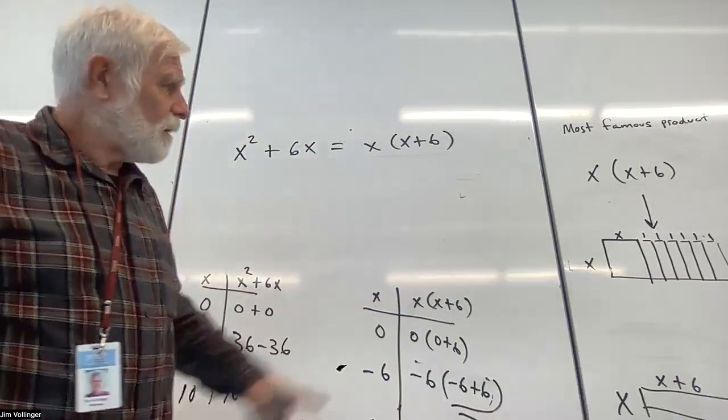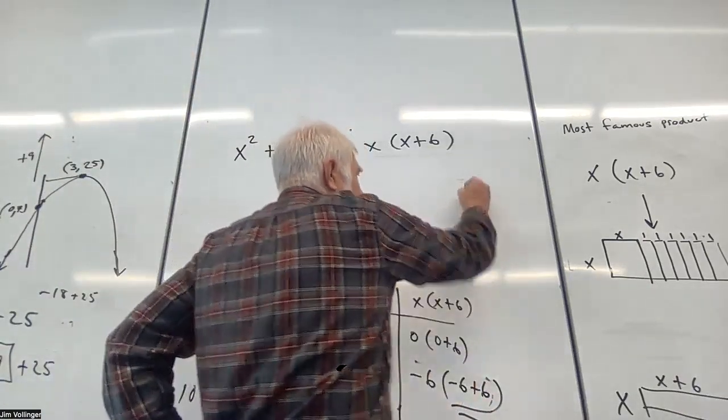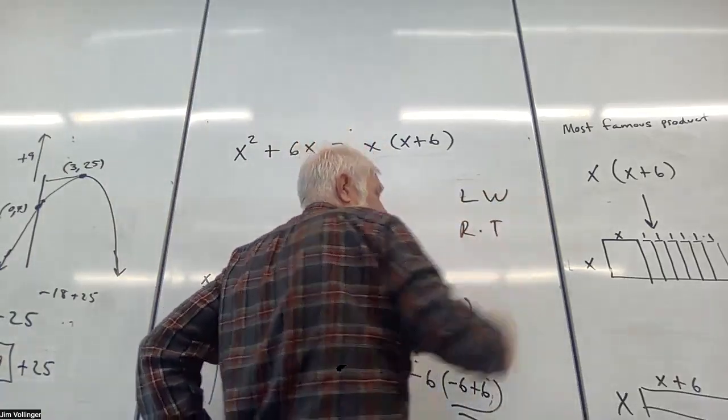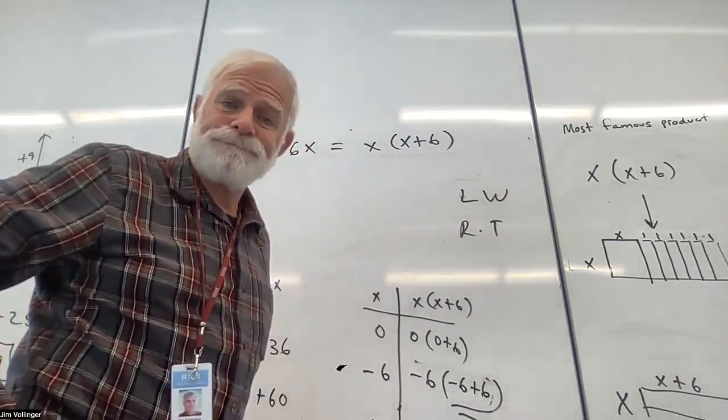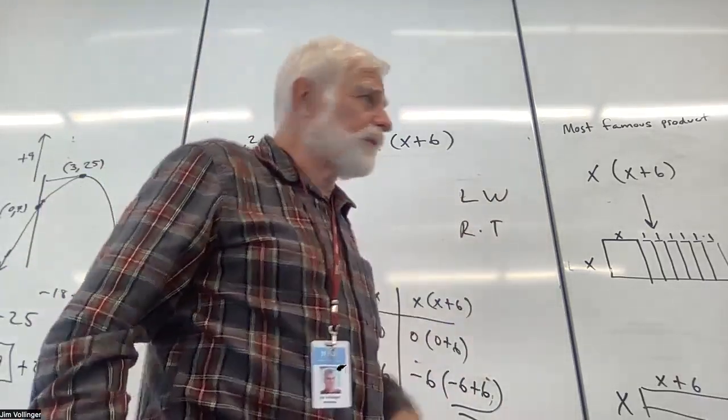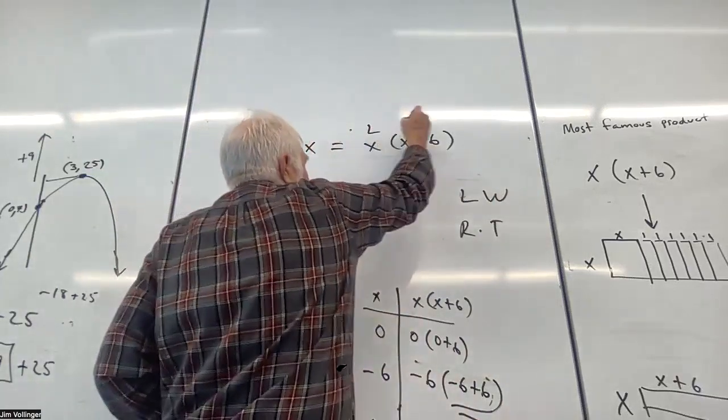Okay. I said length times width, to me, is the most famous product. The other one is rate times time. Rate times time, getting amounts. So let's look at length times width. Let's look at this in the context of length times width.